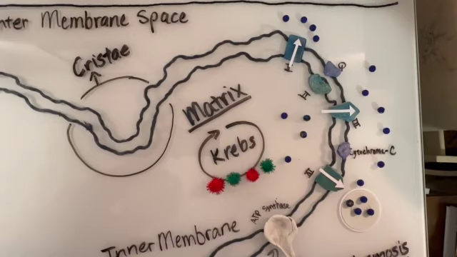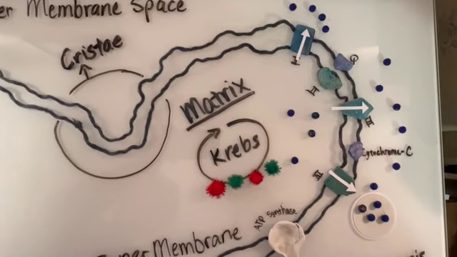NADH produced from glycolysis and the link reaction in the Krebs cycle, and FADH2 produced from the Krebs cycle, are coenzymes that act like electron carriers. They are transported to help drive the electron transport chain.